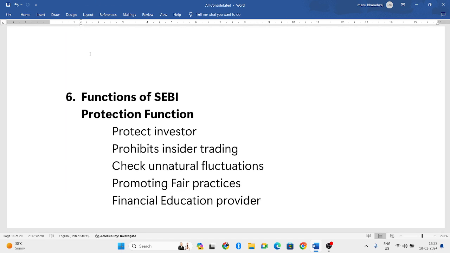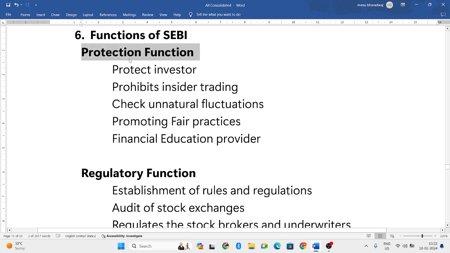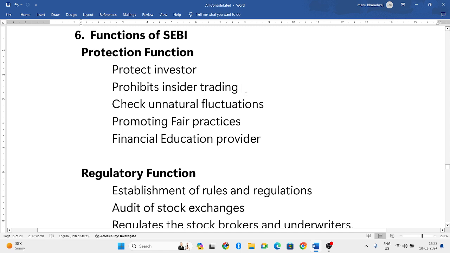Next, you have one very, very important, that is functions of SEBI. So in that, first one is protective function. Protective function means first it has to protect the investors as I have told. Next is prohibits insider trading. Sometimes what happens is they will sell their shares to their own employees, to their own families. Internally, they will start trading it. So all those things have been prohibited. SEBI has prohibited all those things.